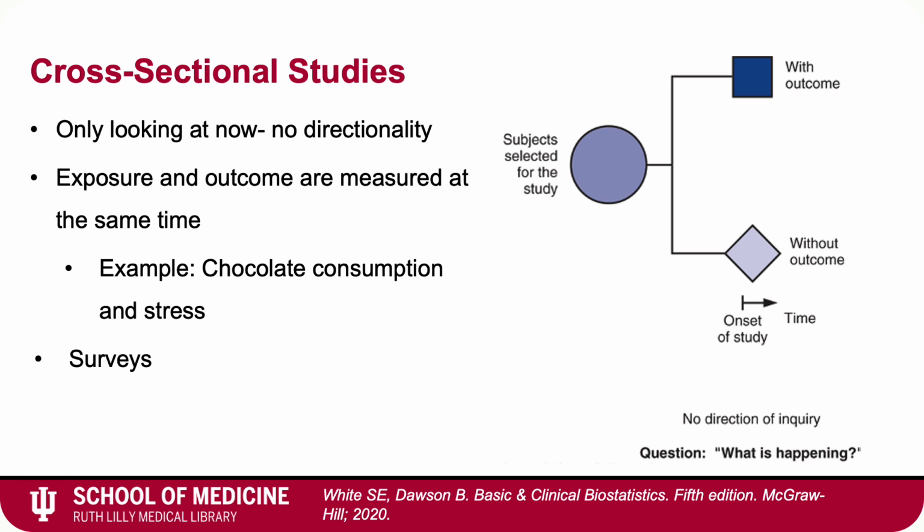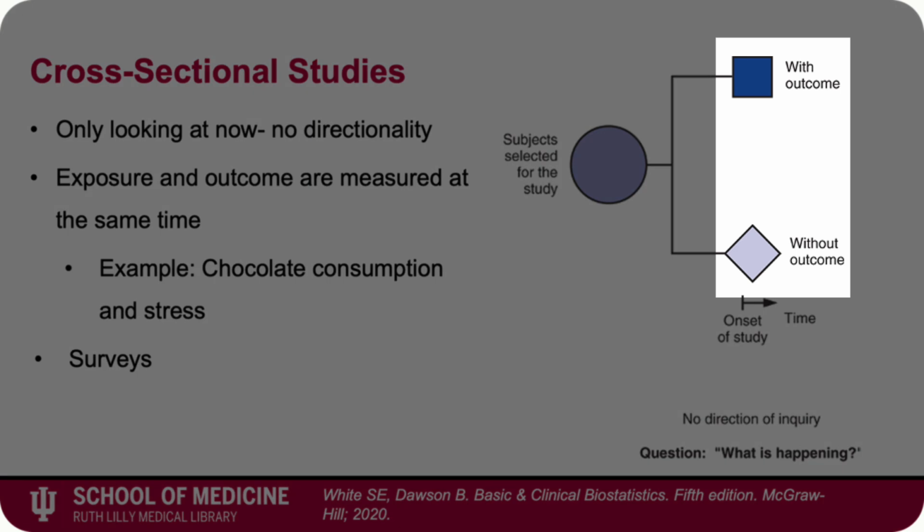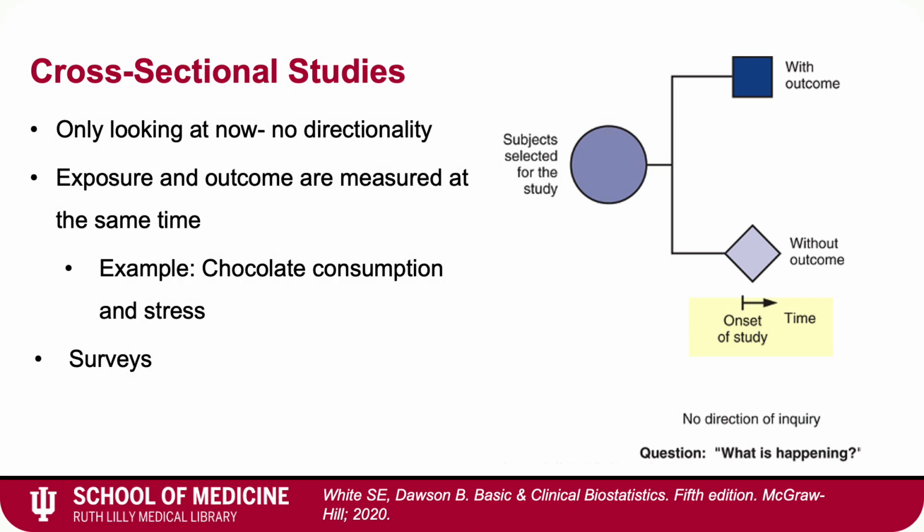You've got the subject selected for the study. You determine who has the outcome and who doesn't. And the onset of the study is basically right now. There's no direction of inquiry. We're just trying to answer the question of what is happening right now.